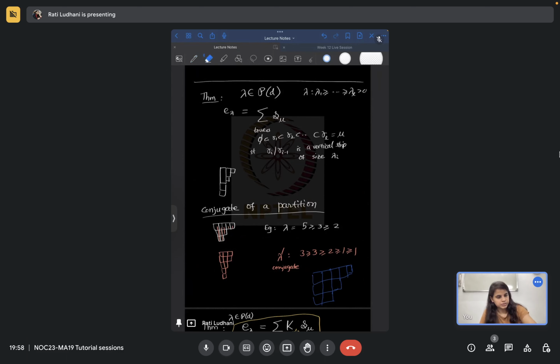So according to this, what will you get? Lambda dash, the conjugate, is 3 3 2 1 1. So you'll just count: 3, 3, 2, 1, 1.